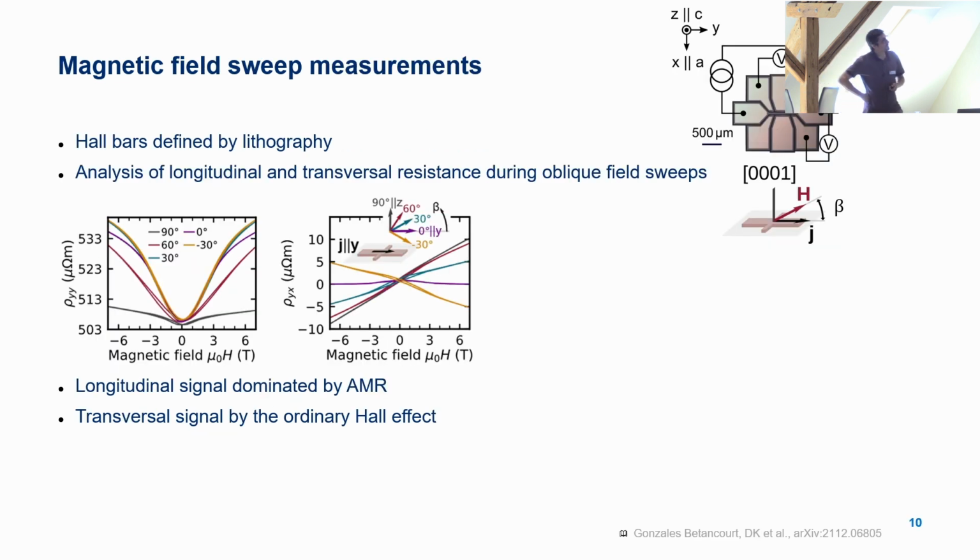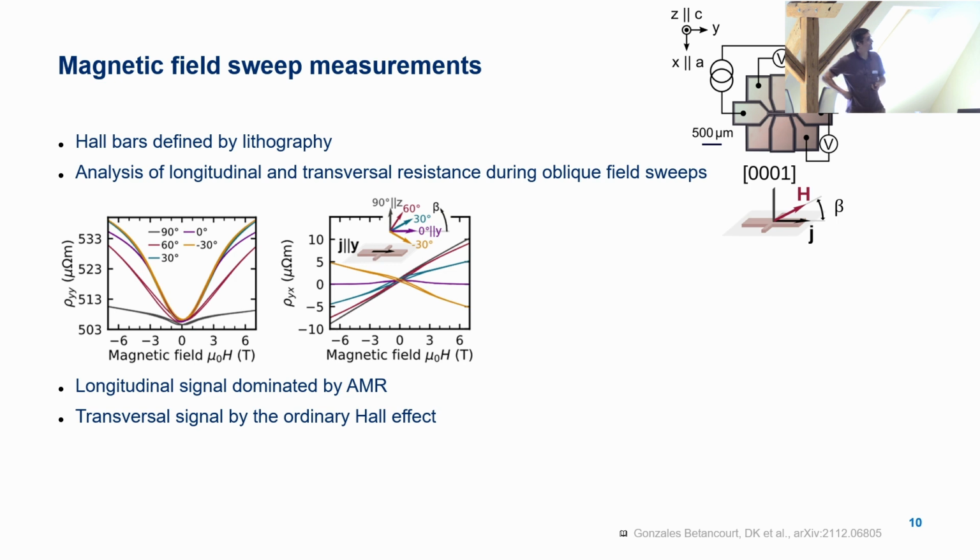So we process these thin films into Hall bar structures by basic lithography, and we study the longitudinal and transversal resistance when we perform field sweeps in this sort of tilted field geometry. So the field is between the in-plane current direction and the out-of-plane perpendicular direction. We do this at different angles, here named beta. And when we do that, first maybe let's talk about the longitudinal resistivity. Here we see in-plane AMR.